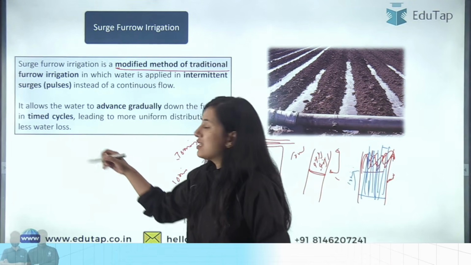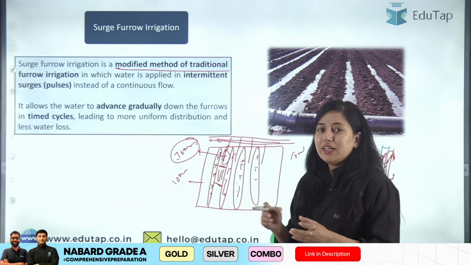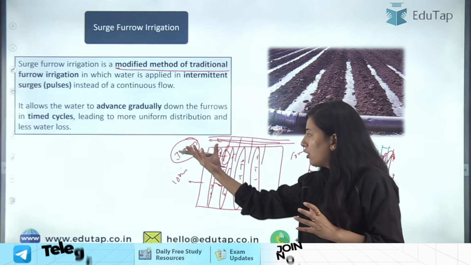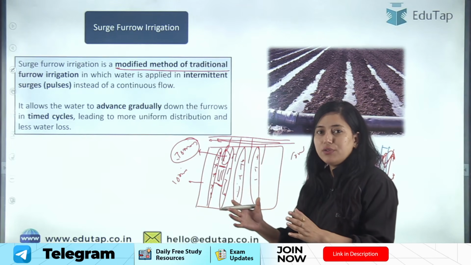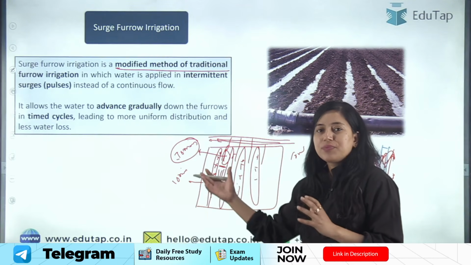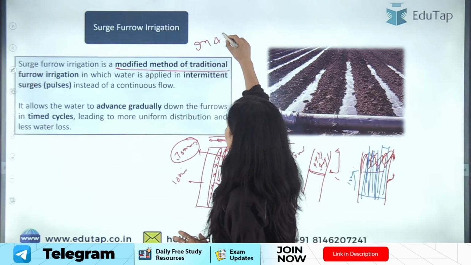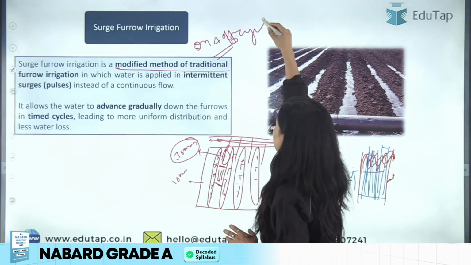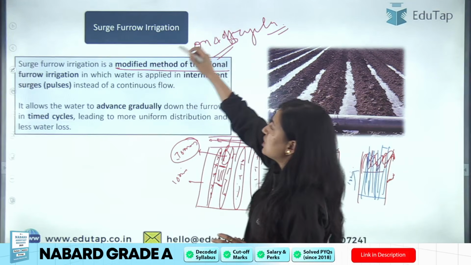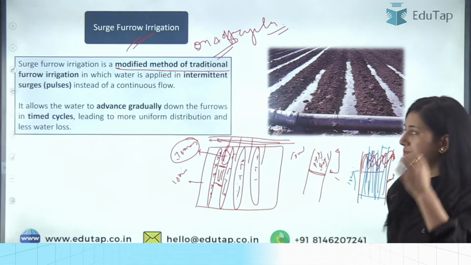It is also known as the on and off irrigation method, because we are switching on the flow of water for a certain time, and then we switch off the flow of irrigation for a certain period of time. So it is done in on and off cycles. This is your surge furrow irrigation method. I hope it's clear to you now, right?